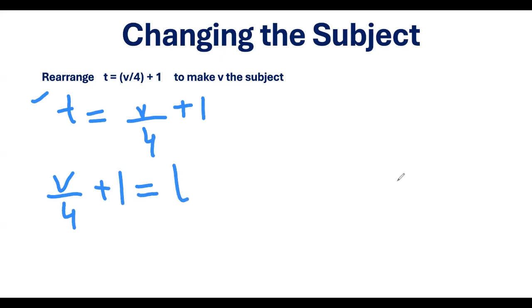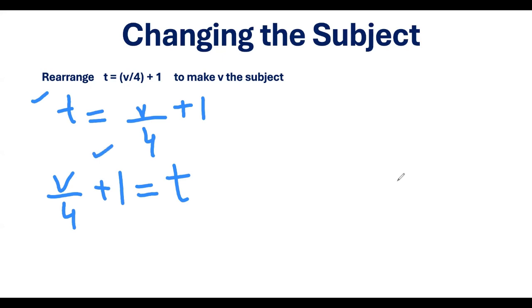T is equal to V divided by 4 plus 1. Now T is the subject. You have to make V the subject. So sides can be shifted. V divided by 4 plus 1 is now on the left-hand side and T is now on the right-hand side.